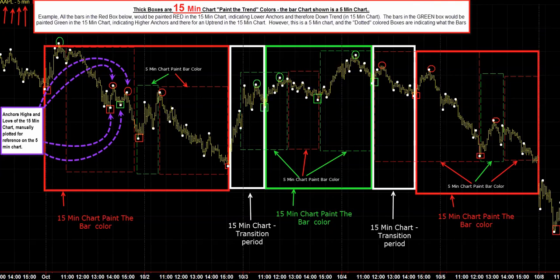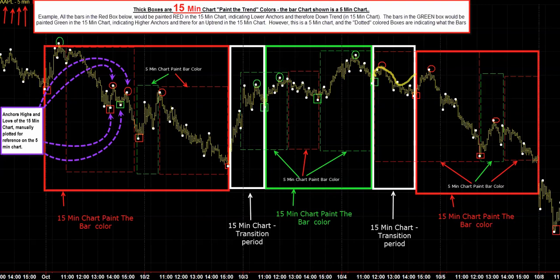But when we get to this point here, we have a lower high, lower low, lower high, and lower low. So in the 5-minute time frame, this entire area here is red. So when we come into the larger time frame as a white, right here, we know that all this is red.